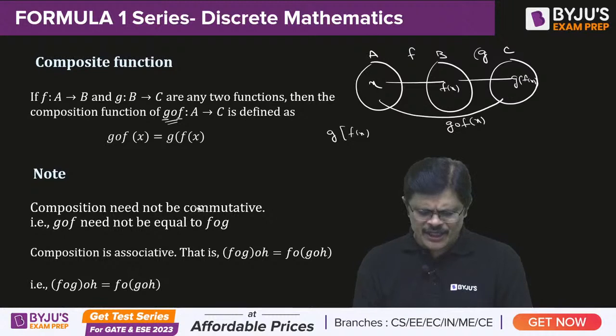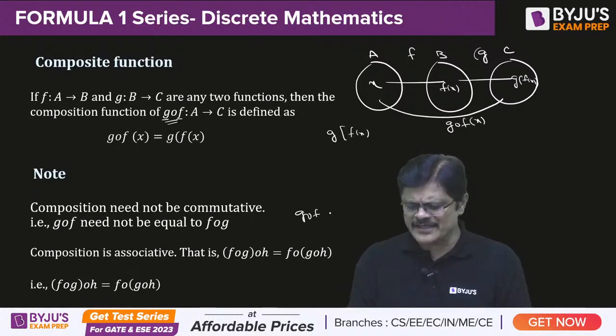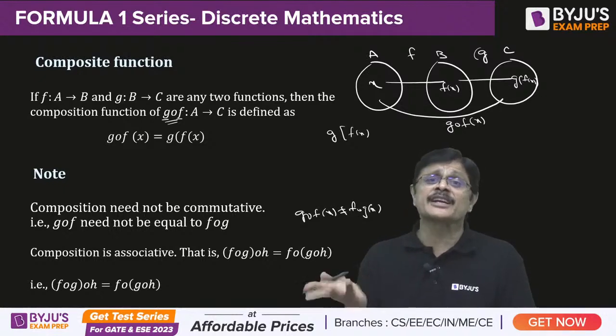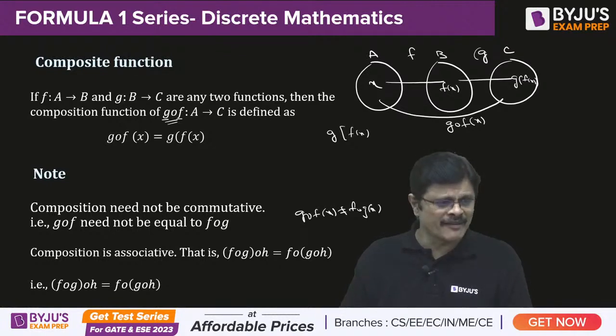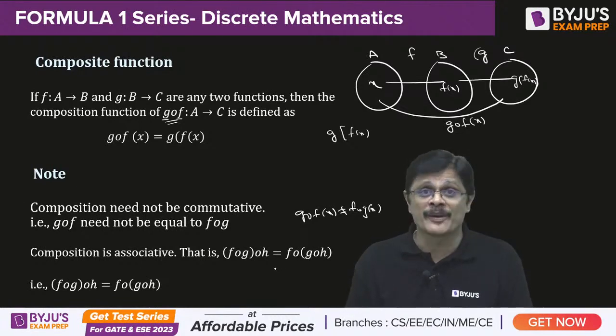See, composition need not be commutative. First thing is composition of two functions. Composition of two functions need not be commutative, because g circle f of x need not be equal to f circle g of x, my dear friends. See, sometimes even if g circle f is defined, f circle g need not be defined only. So even if it is defined, they need not be equal, my dear friends. But the composition is associative. Composition is associative. Am I clear? Associative property is satisfied, but not commutative property, my dear friends.